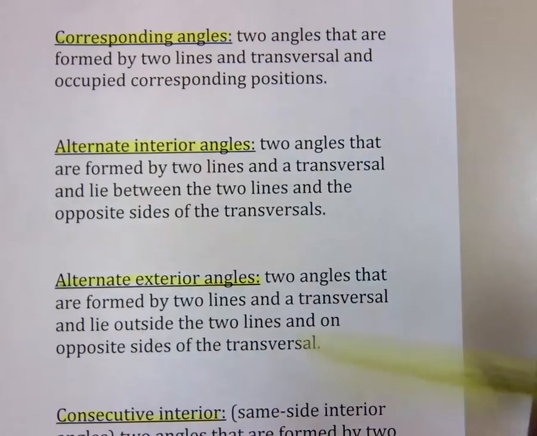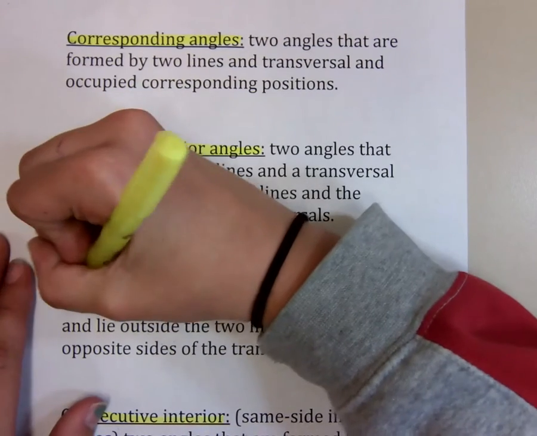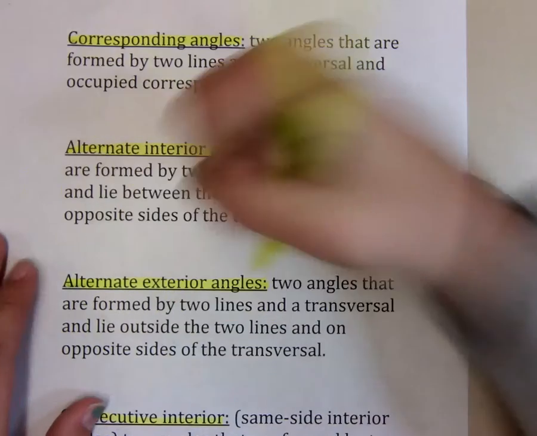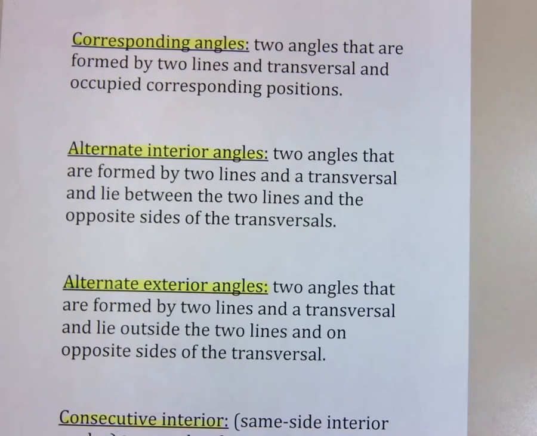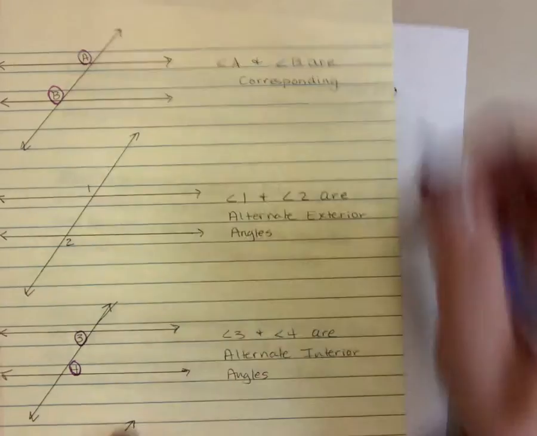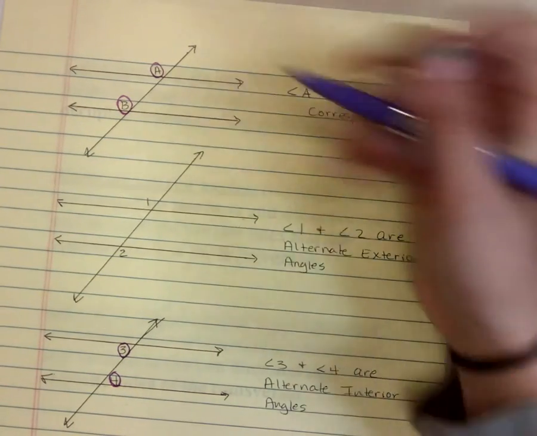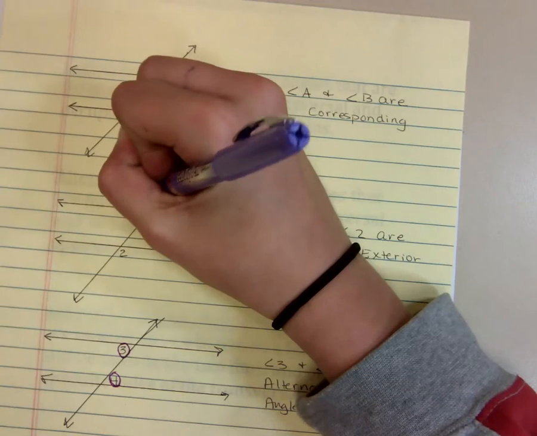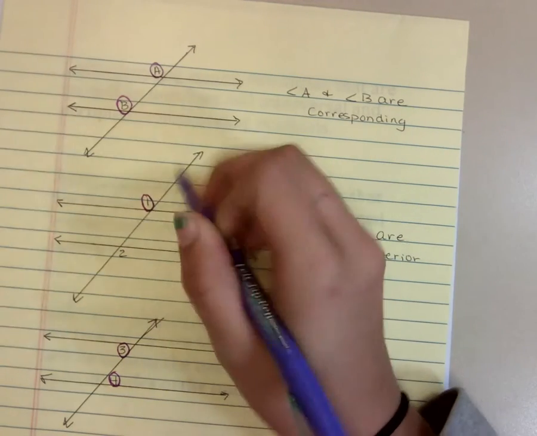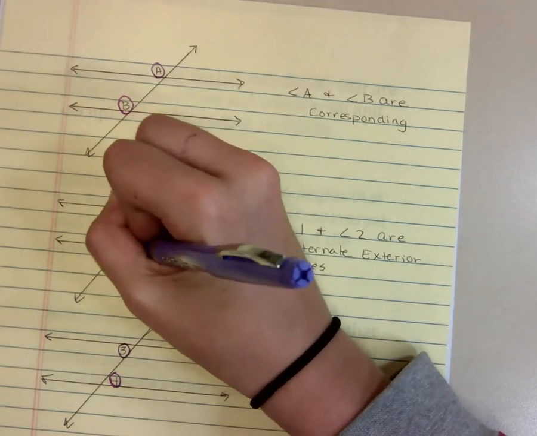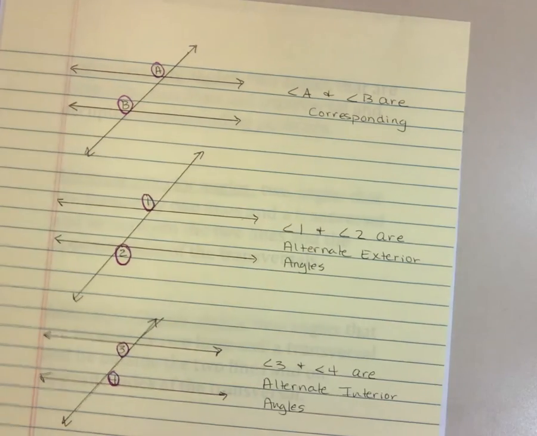And the next one we have is alternate exterior angles, which are two angles that are formed by two lines and a transversal and lie outside the two lines and on opposite sides of the transversal. And that would be angles 1 and 2 right here. It's on opposite sides of this transversal and it's on the exterior.